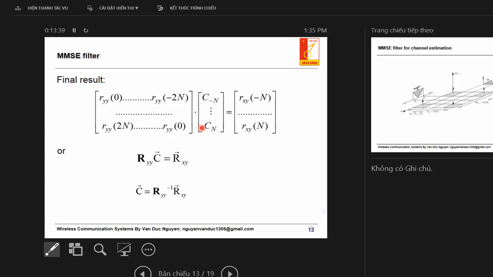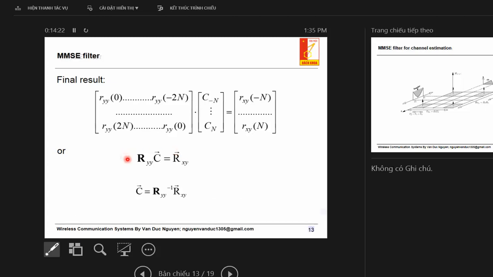That's the autocorrelation matrix of the receiver signal, multiplied with the channel filter coefficient vector, resulting in the cross correlation vector of the transmitter signal with the receiver signal. So in a shorter notation, we can rewrite it in matrix form. So we have here the cross correlation matrix of the receiver signal here.